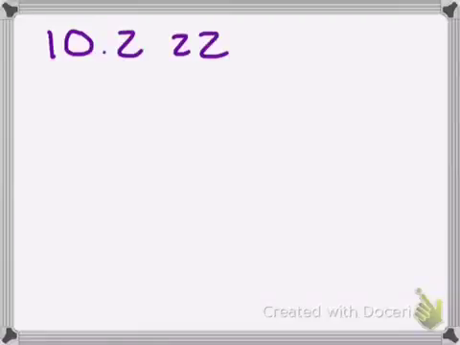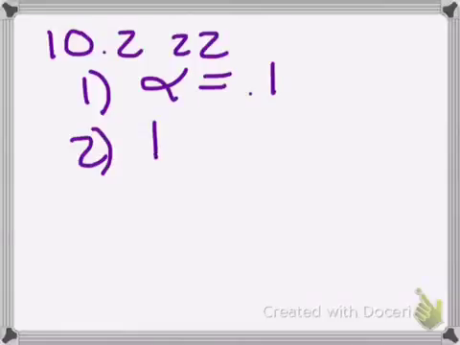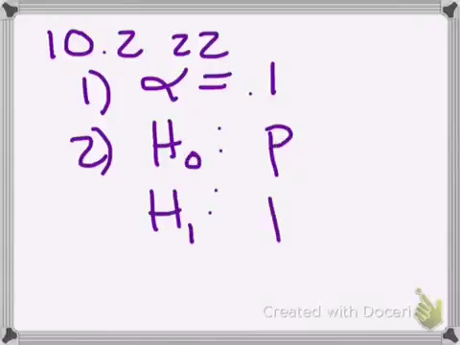Okay, for this recording, I'm going to get you started on 10.2, number 22. For step 1, if you remember, alpha equals 0.1. Step 2, we have our H naught and we have our H1, and in here we're testing proportion.